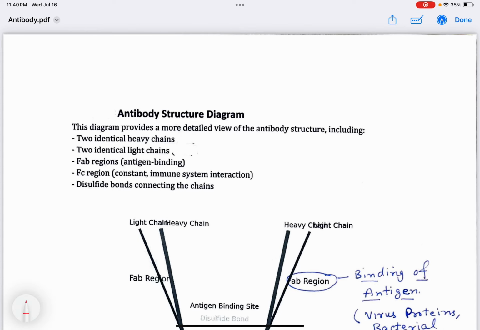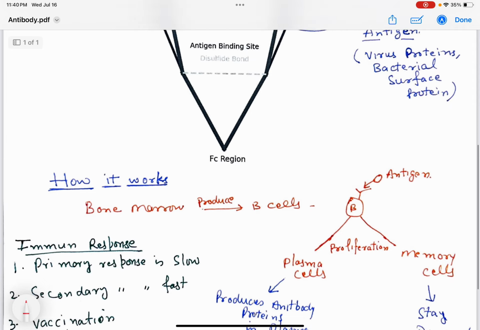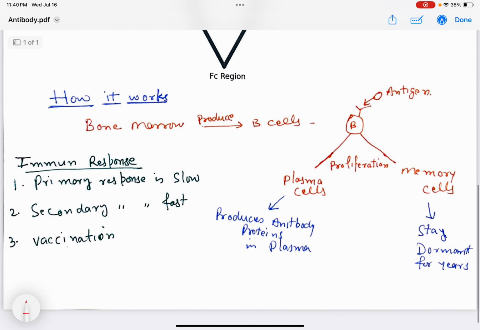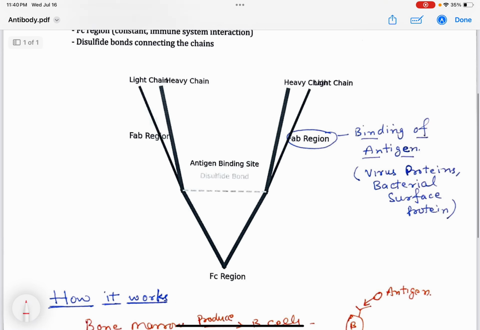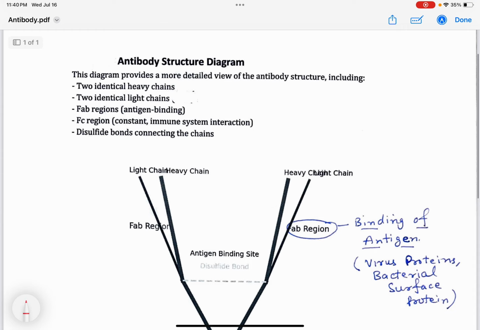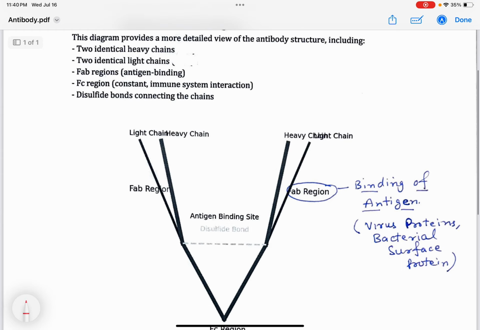Hello guys, today we're going to talk about antibody structure, and then we're going to talk about how the whole process works, and then we're going to talk about immune response. So let's talk about antibody structure first.